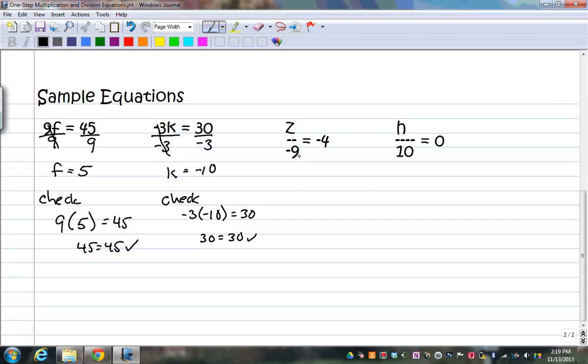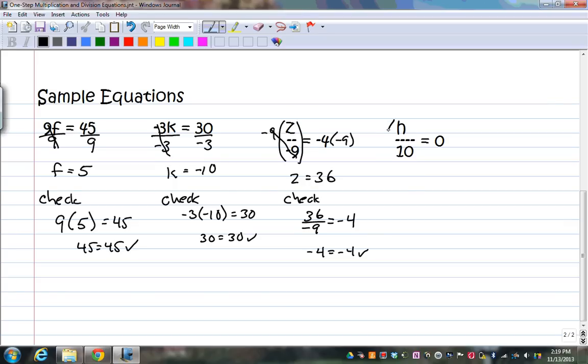Next, I have z over negative 9. That means z divided by negative 9. The way I'm going to get rid of it is I'm going to multiply both sides by negative 9. And then I have z is equal to negative 4 times negative 9, or a positive 36. Let's check to see if I'm positive. 36 over negative 9 should be equal to negative 4. 36 divided by negative 9. Negative 4 equals negative 4. Woohoo!